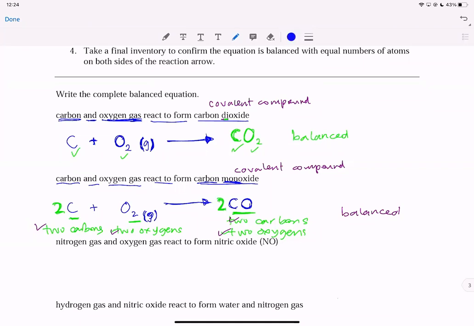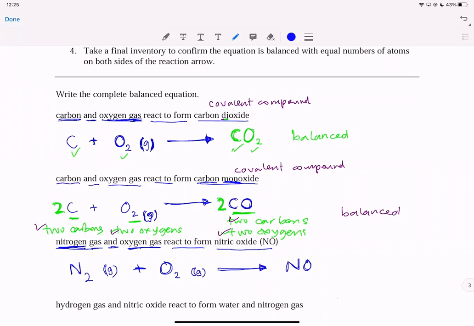Okay. For the next one, I've got nitrogen gas. So nitrogen gas is one of those that is not just the element symbol N, but it is N2. And you could put G in parentheses for the gas, because it's indicated in the name. And "and" is a plus sign. Oxygen gas, that's the O2 again, so not just O, but O2 and a G in parentheses. "Reacts to form" is an arrow. And then they gave us the name and in parentheses, they gave us the chemical formula, nitric oxide. So that's NO.